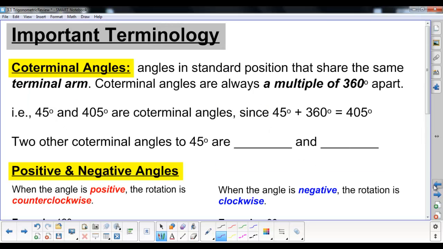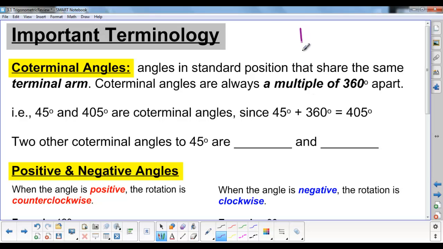Now we'll talk a little bit about terminology. So coterminal angles are angles in standard position that share the same terminal arm. So for example, if I had a line that was in standard position and I took that line and I rotated counterclockwise, I've created this terminal arm right here.